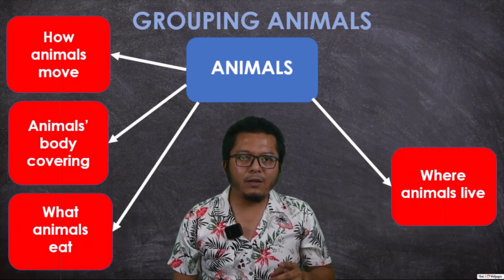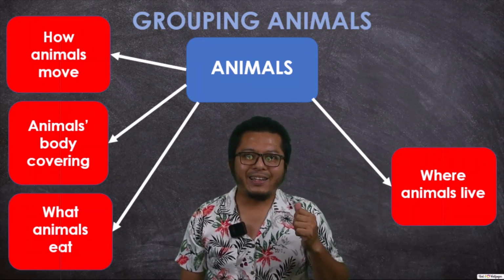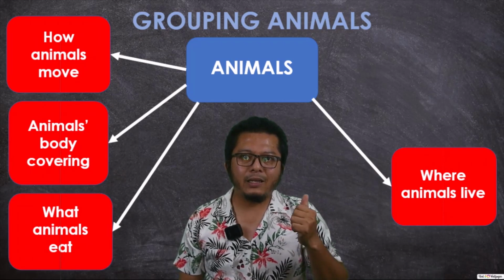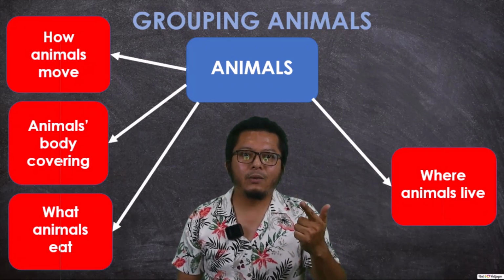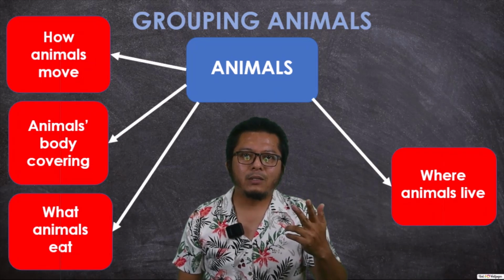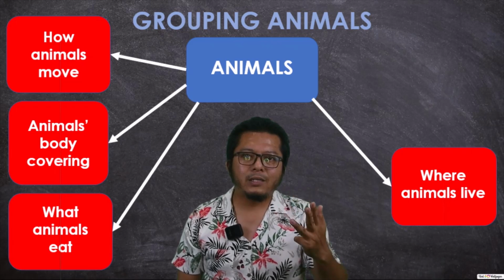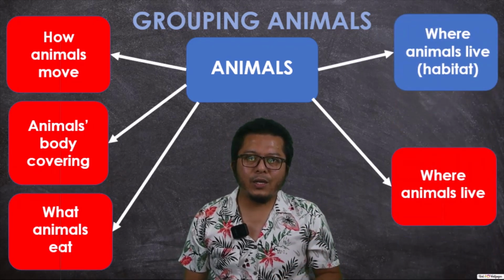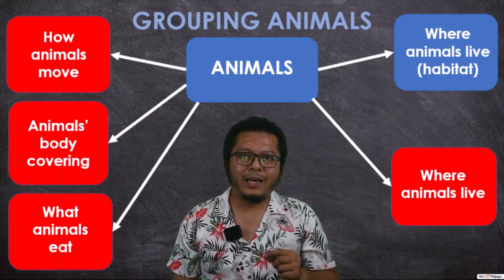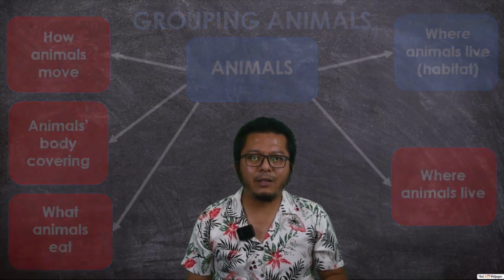Last week we learned grouping animals by where they live. Some animals live on land, some live in water, some live on land and in water, and some live on trees. And this week we shall learn about grouping animals by where they live, that is, their habitat. Okay?